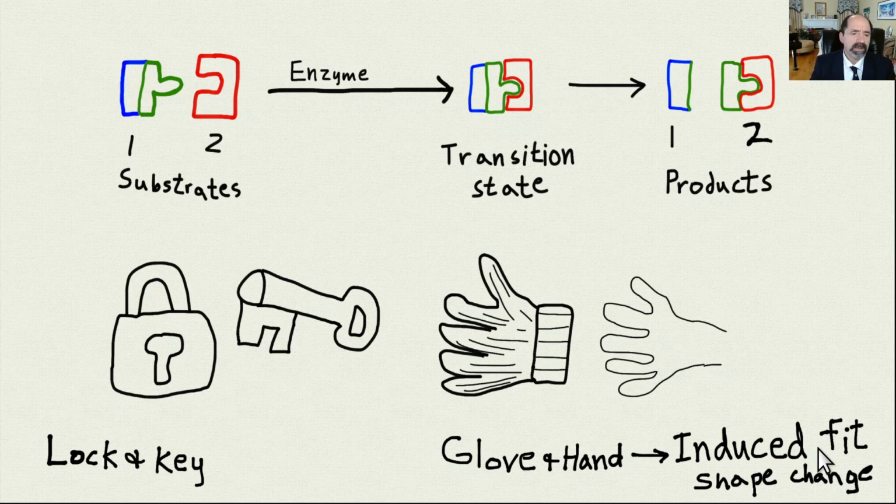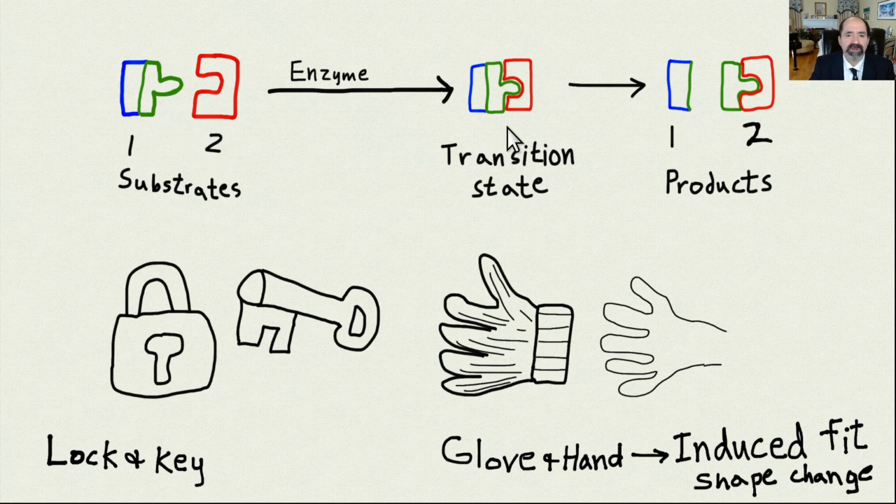Okay, this video is about enzyme active sites and your health. Basically, an enzyme is something that catalyzes a chemical reaction to make it occur more rapidly. So these are the substrates, what you begin with. Here's substrate number 1, here's substrate number 2, and then they're going to fit together.